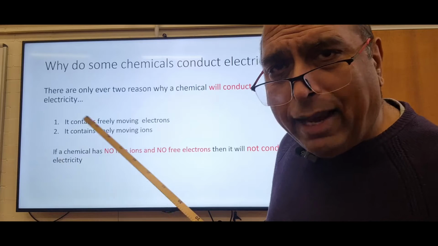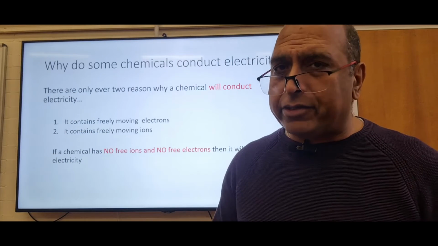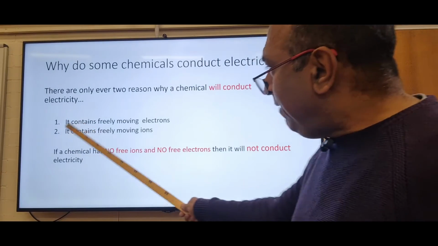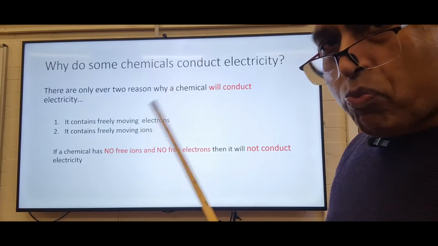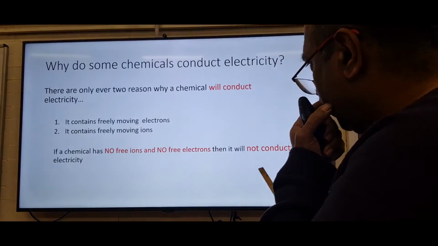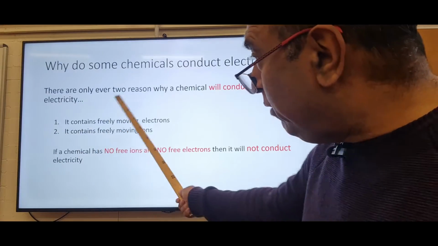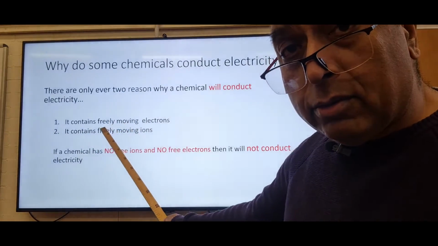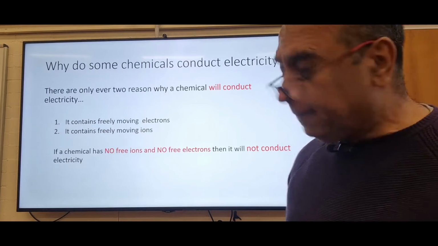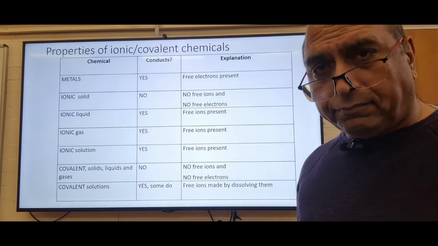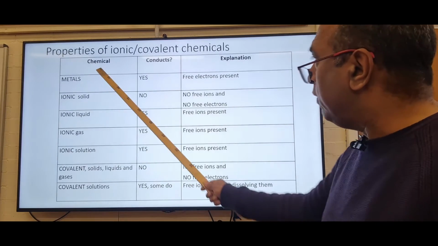So what if you don't have reason one or reason number two? Well, then it will never ever conduct electricity. So if a chemical has no free ions and there's no free electrons, then it will not conduct electricity. But if it has one of those two ideas, either, then it will conduct electricity. So let's have a look. This is what my demonstration earlier was designed to do.